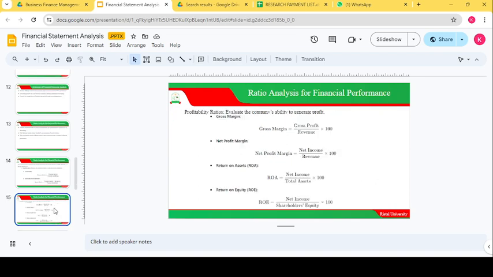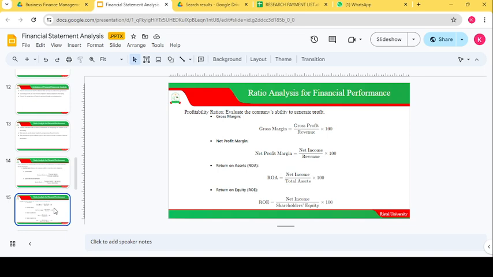And then we have profitability ratios, which help to evaluate the company's ability to generate profit. We have margins. Gross margin is given by gross profit divided by revenue times 100. We also have net profit margin, which is given by net income divided by revenue times 100.